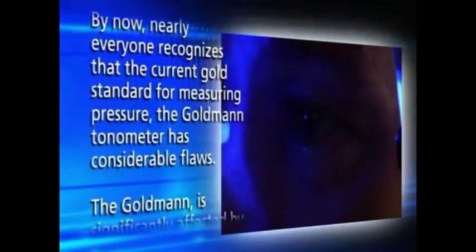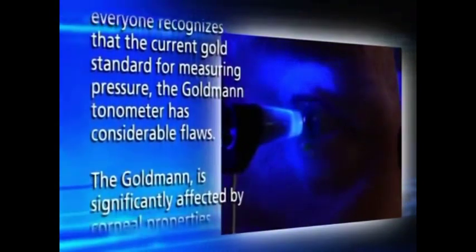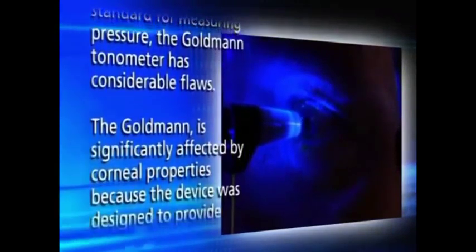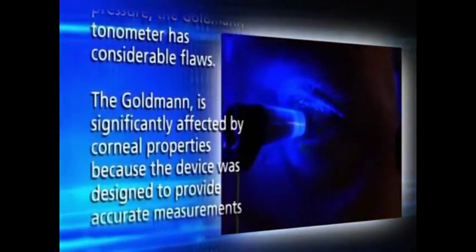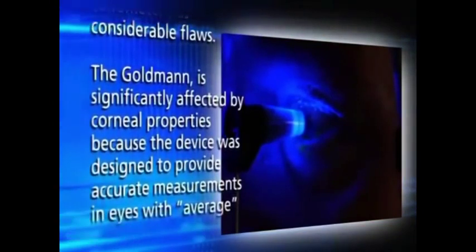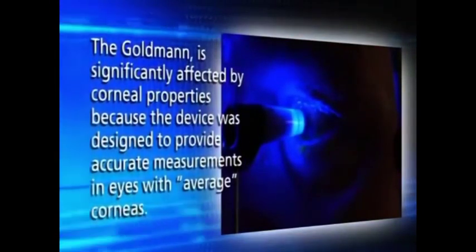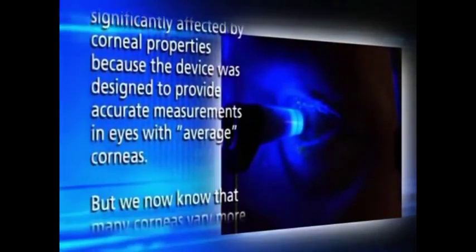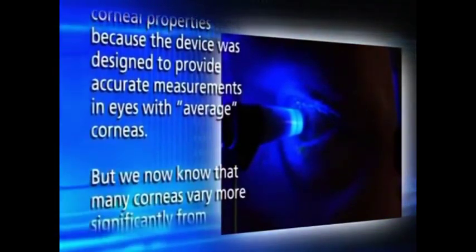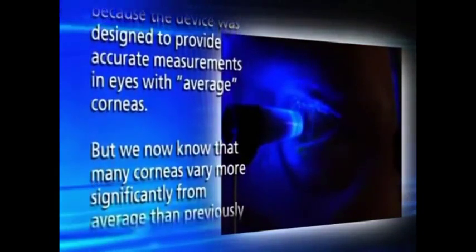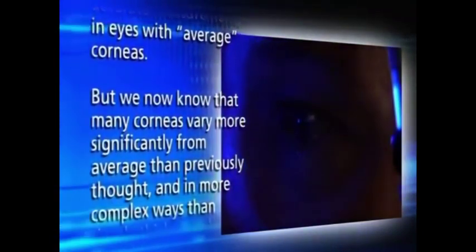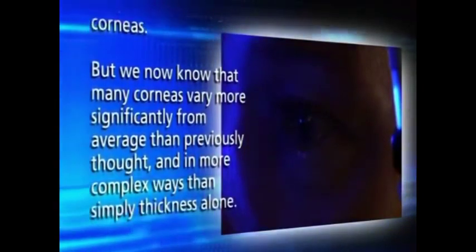By now, nearly everyone recognizes that the current gold standard for measuring pressure, the Goldmann tonometer, has considerable flaws. The Goldmann is significantly affected by corneal properties because the device was designed to provide accurate measurements in eyes with average corneas. But we now know that many corneas vary more significantly from average than previously thought, and in more complex ways than simply thickness alone.